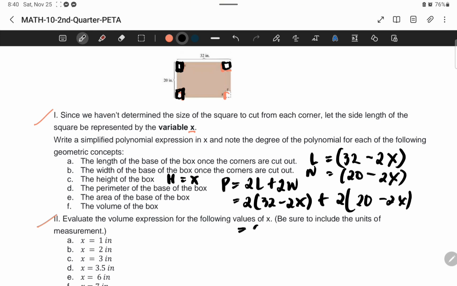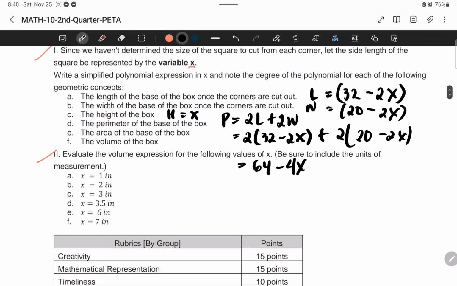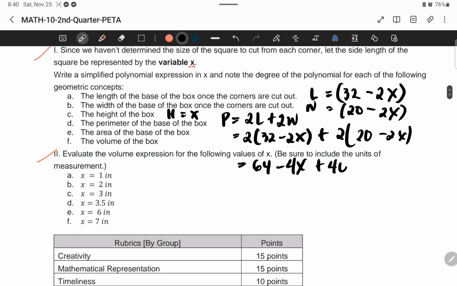So, 2 times 32, that is 64. Minus 2 times negative 2x is negative 4x. Okay? And 2 times 20 is 40. 2 times negative 2x is negative 4x. Then combine like terms. 64 plus 40 is 104. Negative 4x plus negative 4x is negative 8x. So your perimeter is equal to 104 minus 8x.